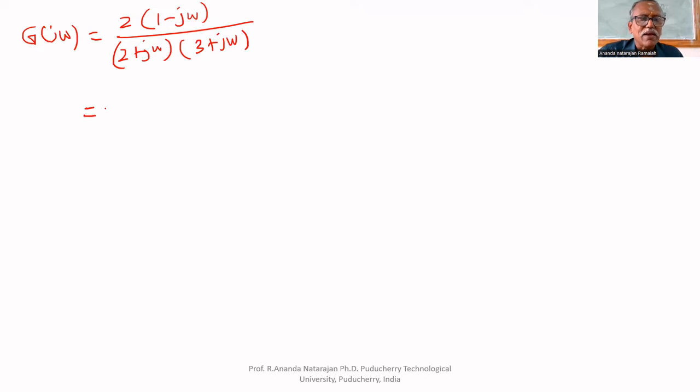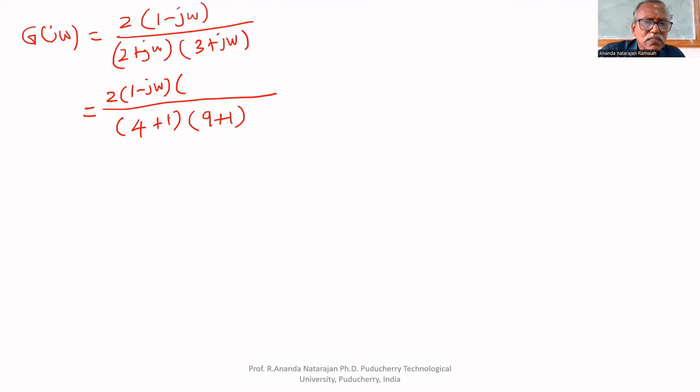If you multiply the numerator and denominator by the complex conjugate, you will get in the denominator 2 square plus omega square, that is 4 plus omega square, and here 9 plus omega square. In the numerator, you will get the complex conjugate of this: 2 multiplied by 1 minus j omega, times 2 minus j omega multiplied by 3 minus j omega.